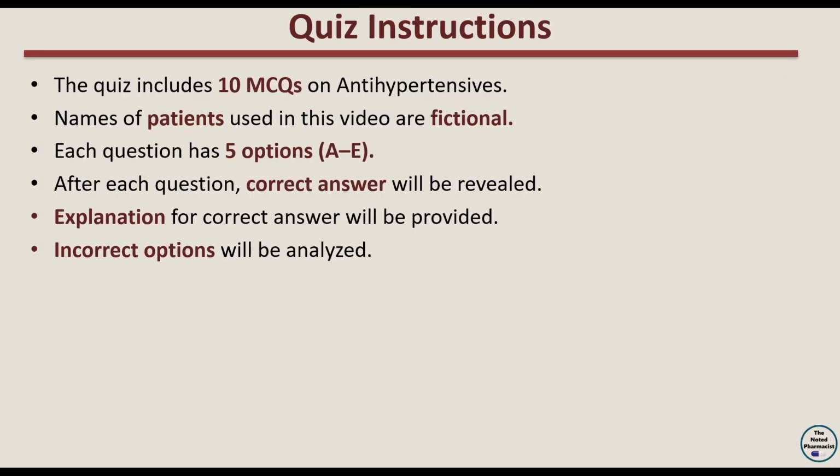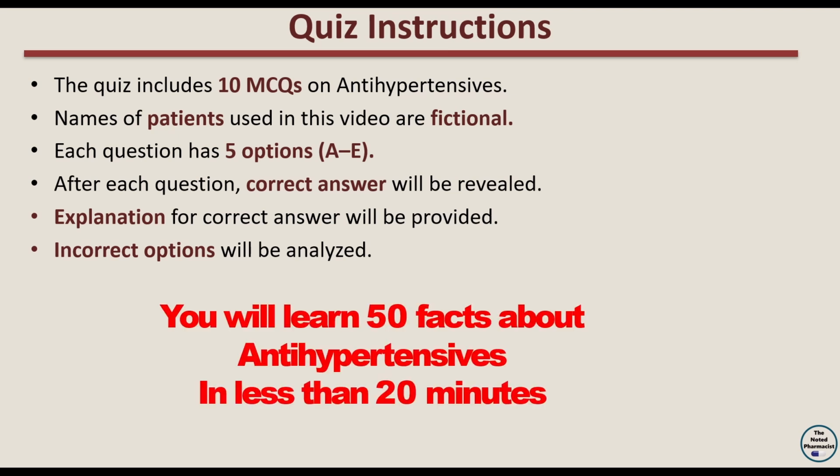Quiz instructions. This quiz will cover 10 multiple-choice scenario-based questions focused on antihypertensive drugs. The names of patients used in this quiz are fictional. Each question includes 5 options, of which only one is correct. After each question, we'll reveal the correct answer, provide an explanation for why it's correct, and explain why the other options are incorrect. This means that in this quiz, you'll learn 50 facts about antihypertensives in under 20 minutes. So, let's get started. Question 1.